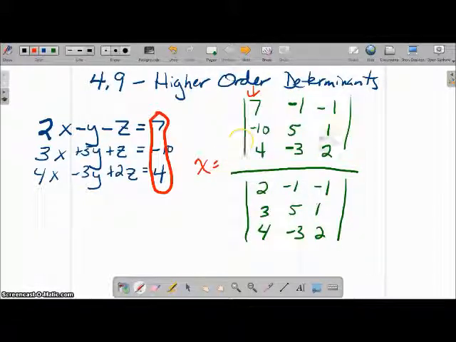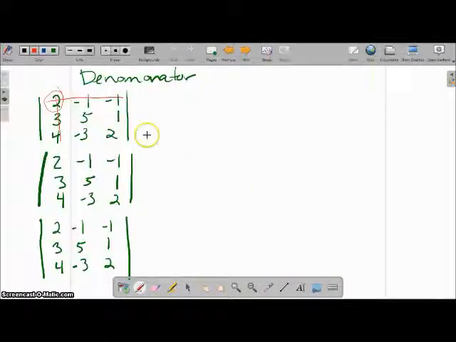So you might guess that this is what x equals. Now for y will look similar, except the constants will be dropped in place of this column here. And for z, these constants will be dropped in for this column here. Denominator stays the same the entire time, which is why we're going to calculate the denominator first. There's a reason I have it all set up like this, and I'll explain it in a minute.